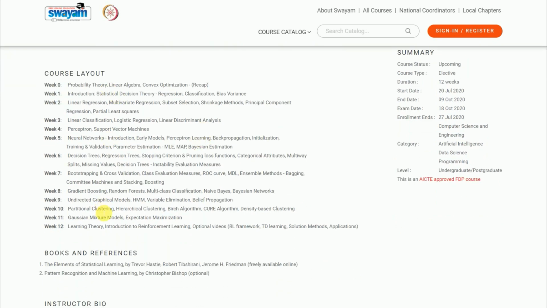And this course is divided into 12 weeks. So you can see here topics week wise, and they have started from introduction to statistical decision theory, and also, as I told you, they are covering probability theory, linear algebra, and convex optimization.